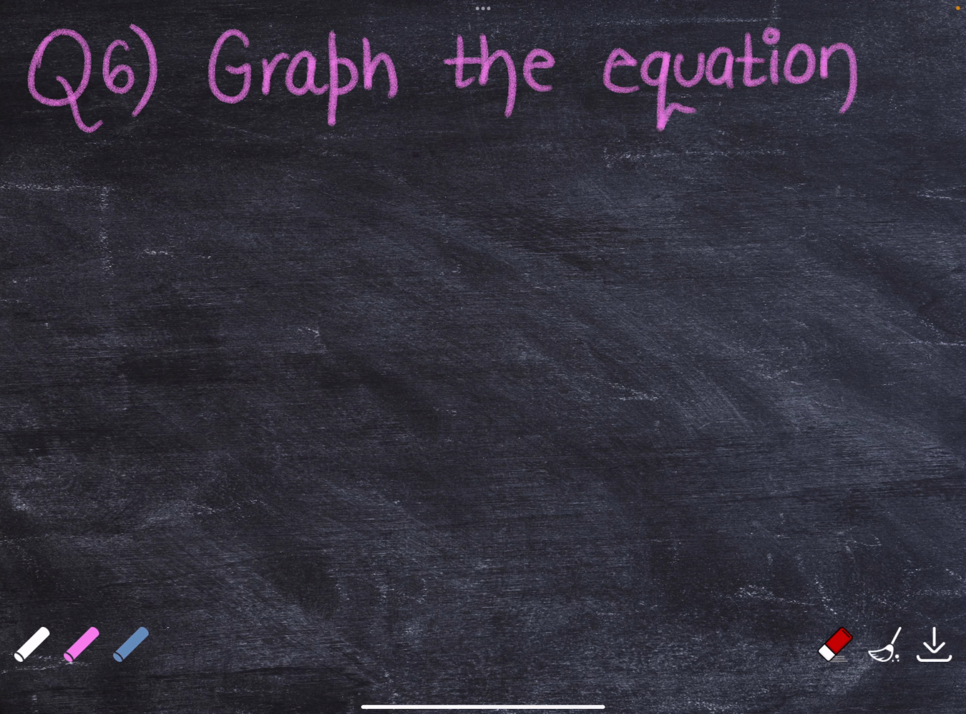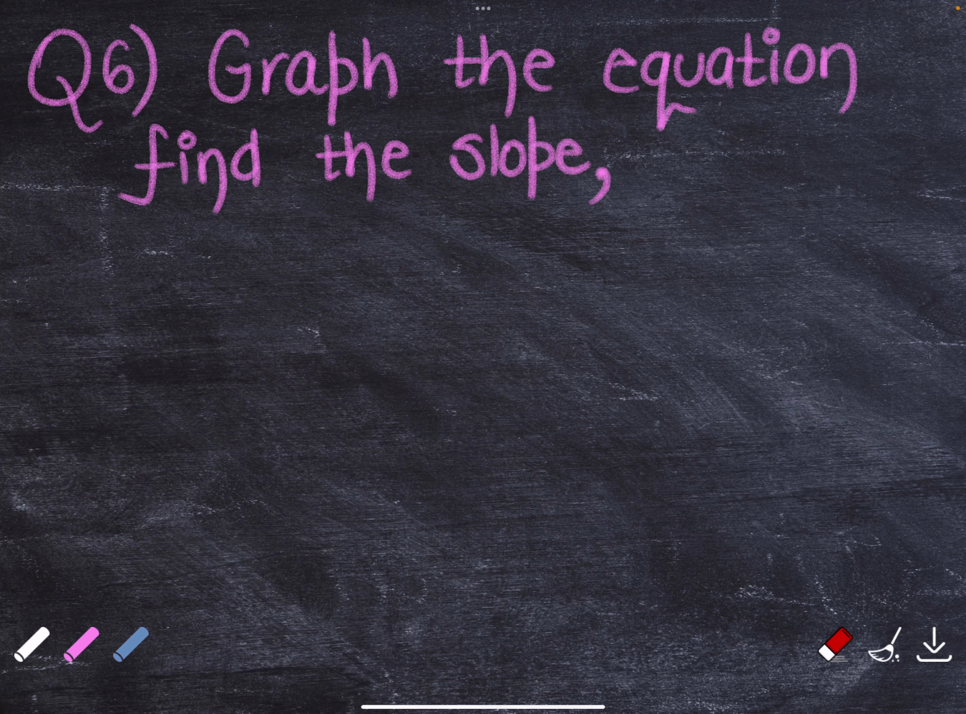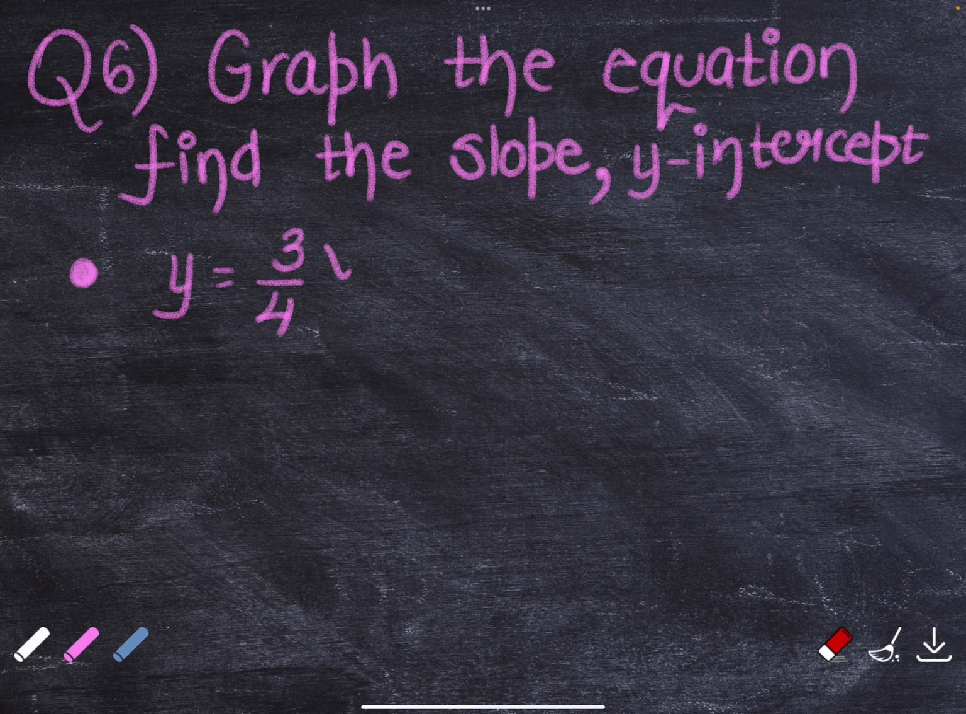Graph the equation, find the slope. Now, if they ask you slope, they can also ask you to find the y-intercept at times as well in these type of questions. So let us add y-intercept also. And the equation given to us is y equals 3 by 4x minus 3.